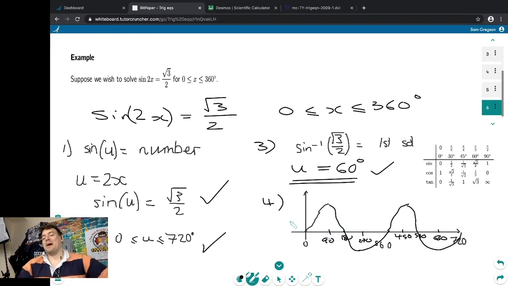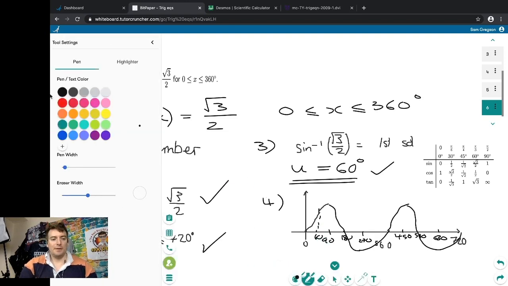I could have drawn it a bit more neatly, but fine. So where is our first solution in this case? So our solution is going to be about here, round here, at 60 degrees. So if I take a different colour, there we go.